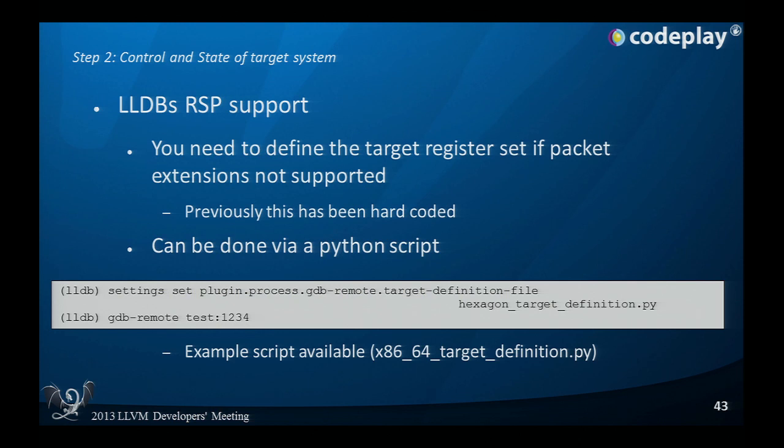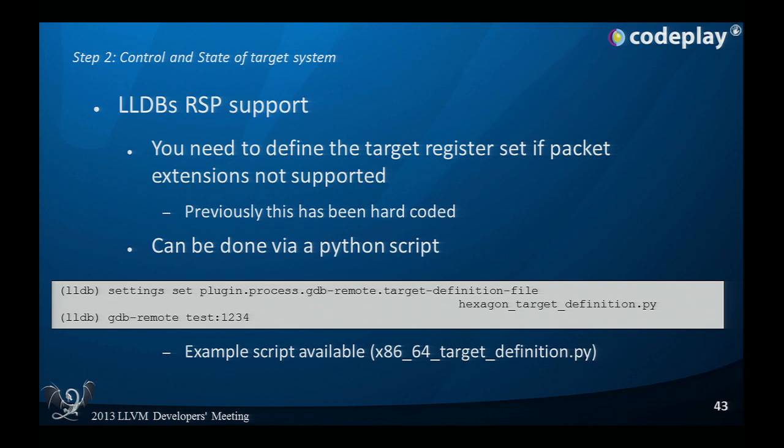The main one, or one of the main ones, is the target register set. So LLDB actually queries to get the target register set of the server. And if you're using maybe a third-party server, you might not have that extension enabled. And previously, if this was the case, you would have the register set hard encoded into the source code. You can see it's been done there with ARM if you look in the source.